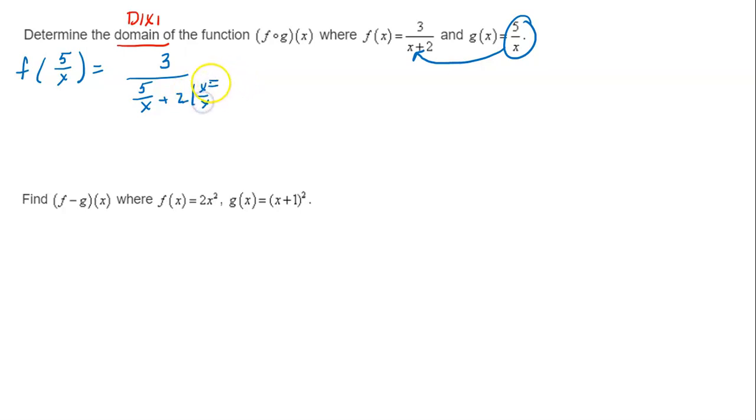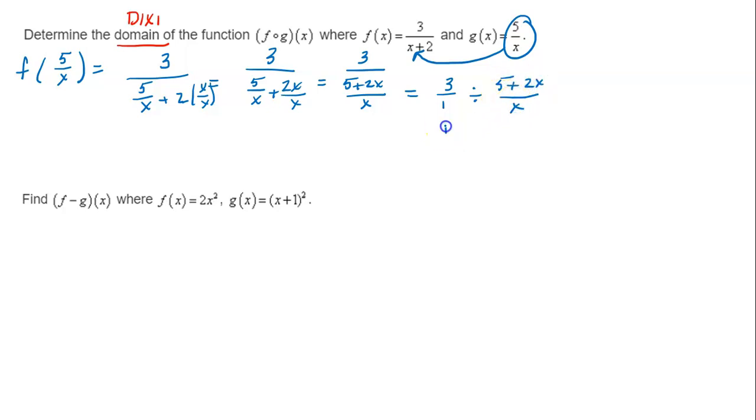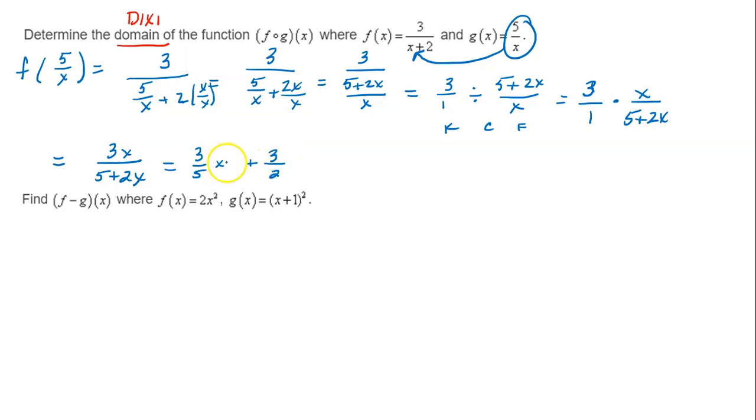I'm going to multiply that 2 by x over x. So I have 3 over 5 over x plus 2x over x, which is 3 over 5 plus 2x over x. I can write that as a division problem, 3 over 1 divided by that, and then I can keep, change, flip. Which gives me 3x over 5 plus 2x. Or I could write it as 3/5 x plus 3 over 2. Okay, so that's my inverse.